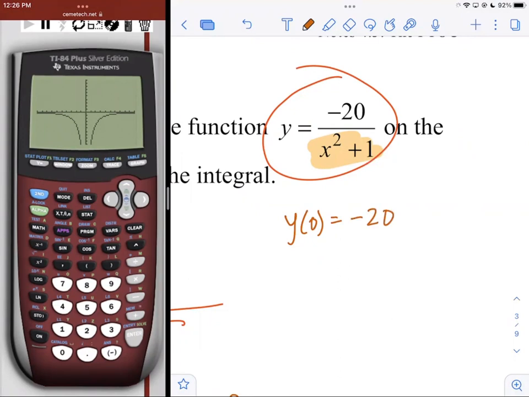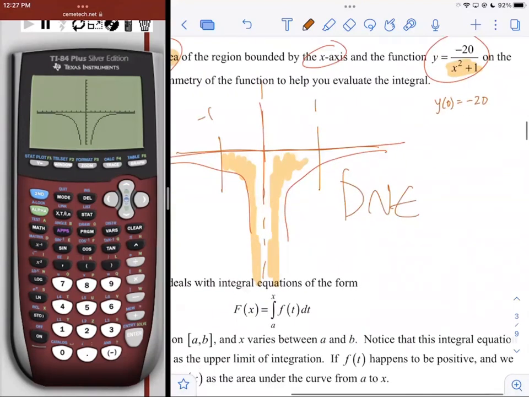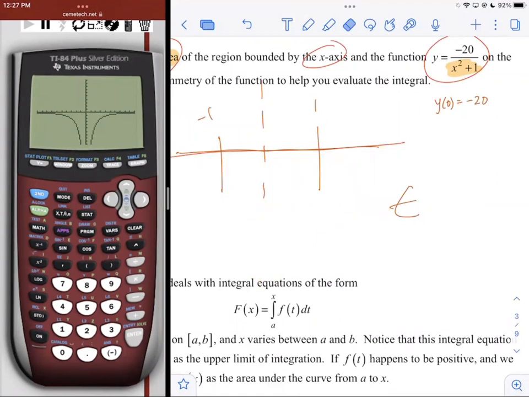-20. College Board, you sneaky fiend. What they did is they came up with a graph that looks like this.